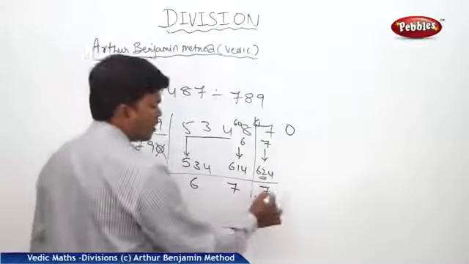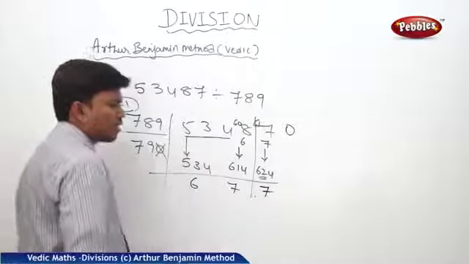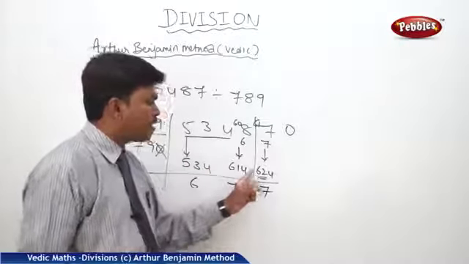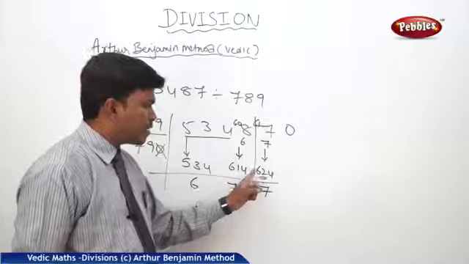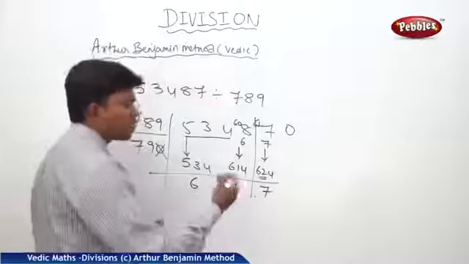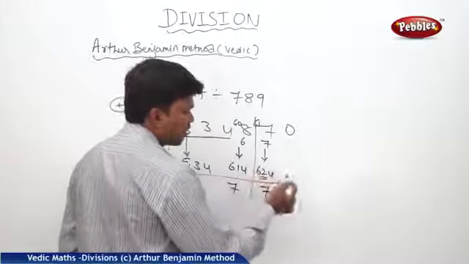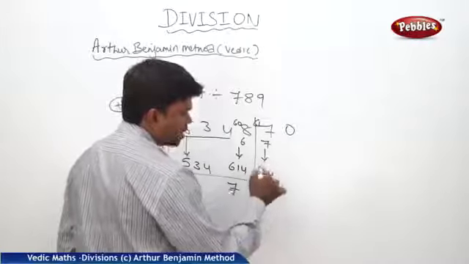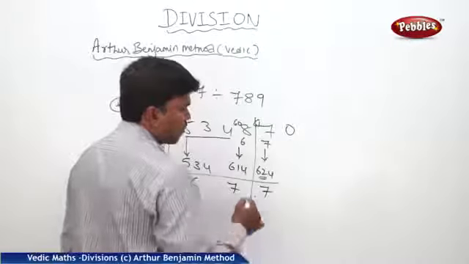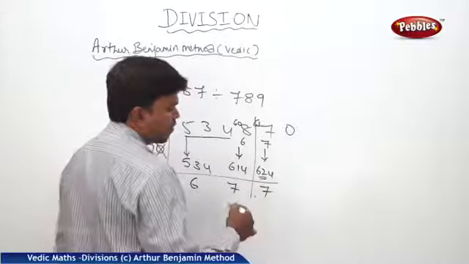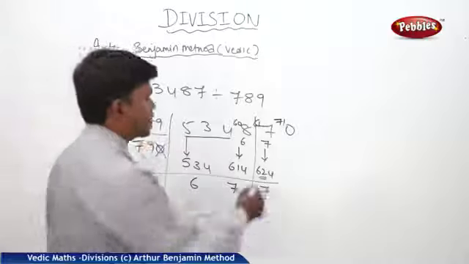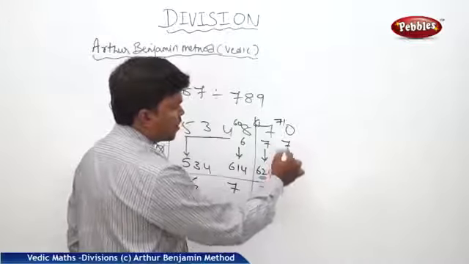Again 7 times. Yes or no? So 7 times, 553. 624 minus 553. 624 minus 3 is 621. So 621 minus 50. How much will you get? 571. 571 minus 571. So 71 will be my remainder. 7 into 1, 7. Add it to the next number. So how much will you get?